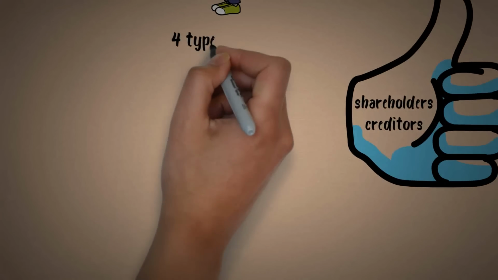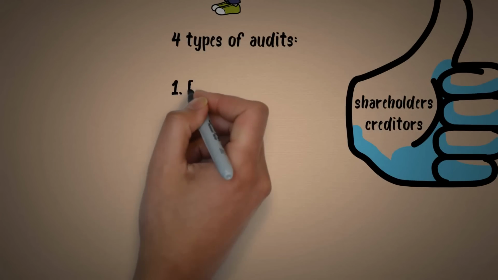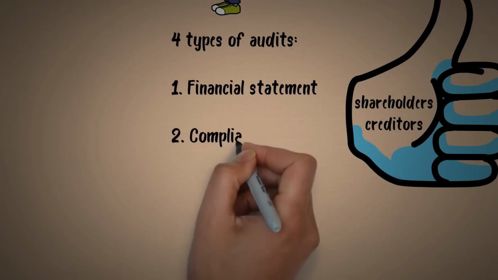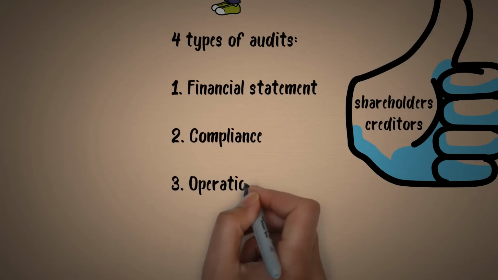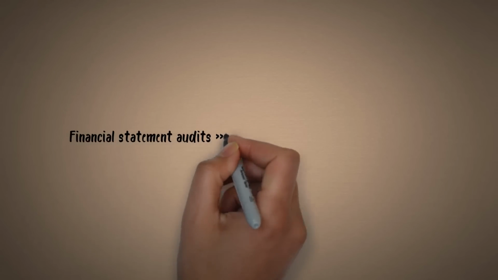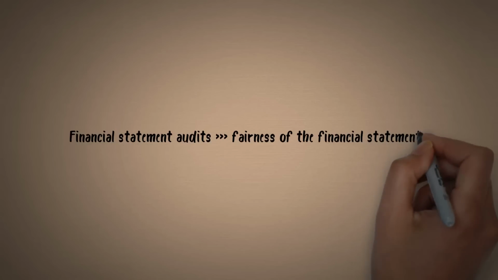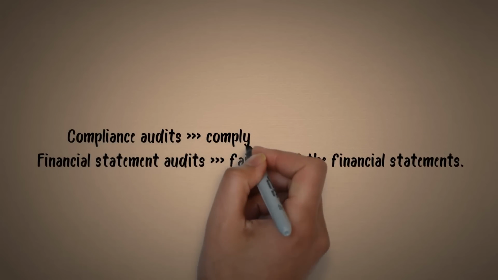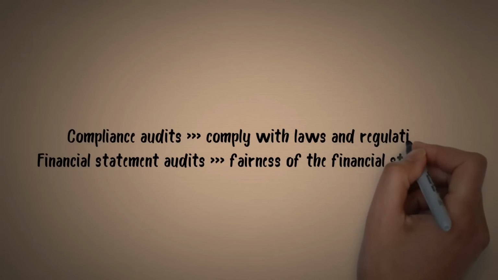There are 4 types of audits. 1. Financial statement audits. 2. Compliance audits. 3. Operational audits. 4. Information system audits. Financial statement audits are the most common type of audit. They are conducted to express an opinion on the fairness of the financial statements. Compliance audits are conducted to ensure that the company is complying with laws and regulations.